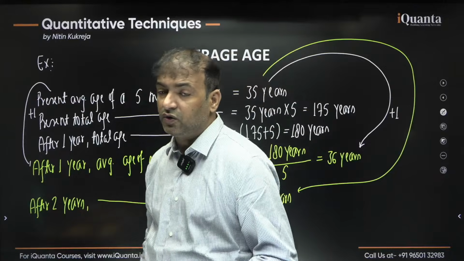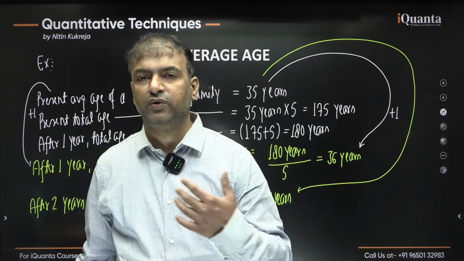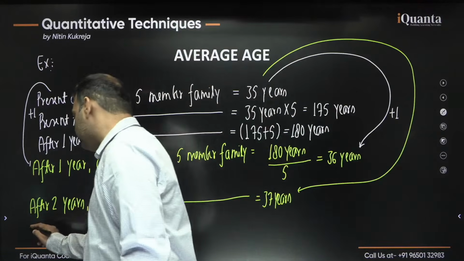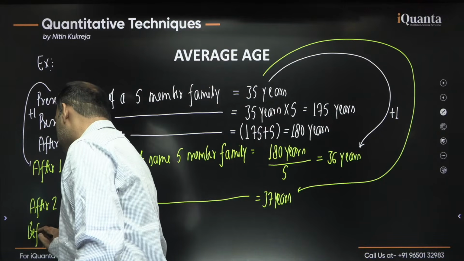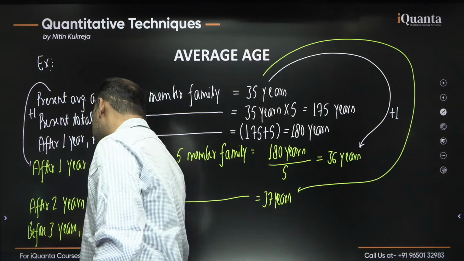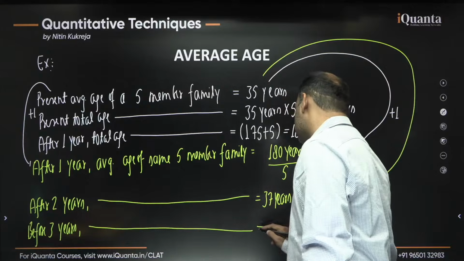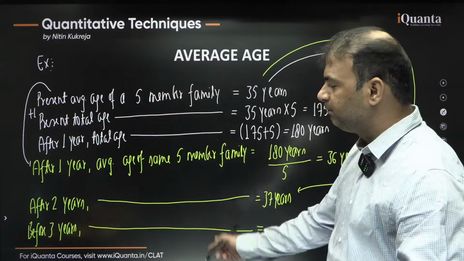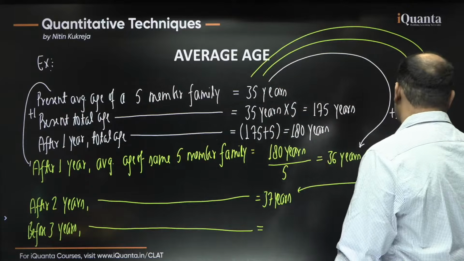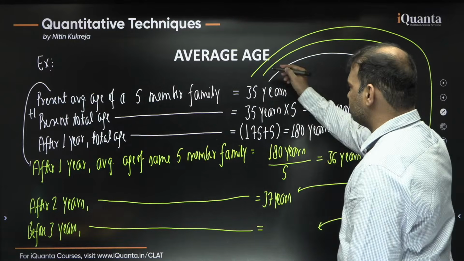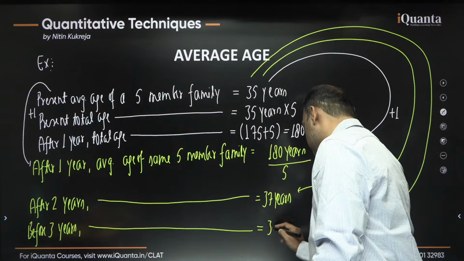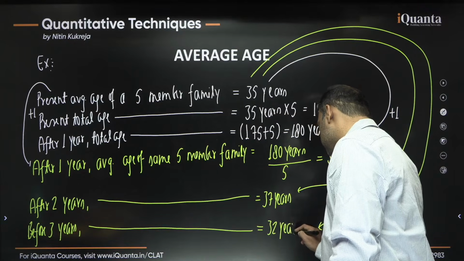Similarly guys, if you are going to the past, right? In this example, we are going to the future. Suppose we are going to the past now. Let's take the example that before 3 years, okay? So we are going 3 years into the past. That means the average age should also decrease by 3, simple, because you are going 3 years into the past. So right now the average age is 35, decreasing by 3, it should be 32 years. Simple as that, right?